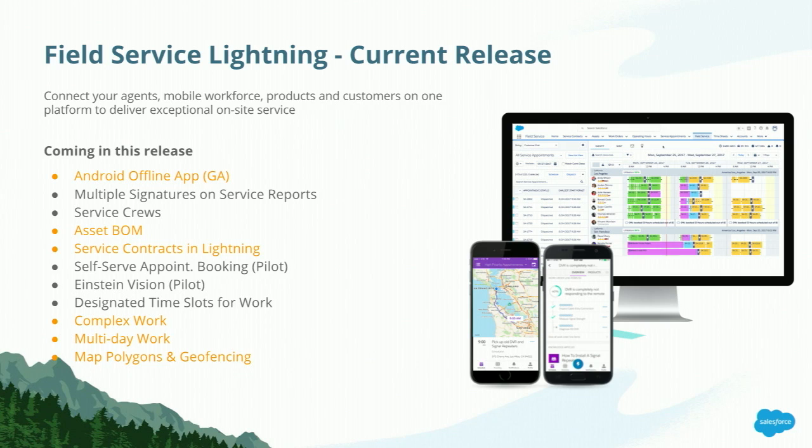On the scheduling side, we have 4 big features. We have designated time slot, which is in fact allowing you to say, for a specific time of the day or of the week, I want to do only those type of specific work. Example, if I want to do only maintenance job in the morning, that's now available. So you can define that in the operating hours and block that time for maintenance.